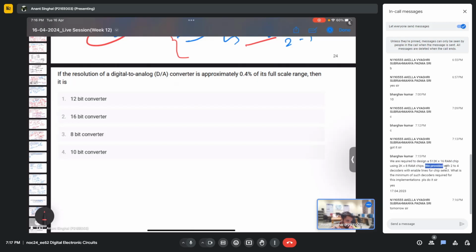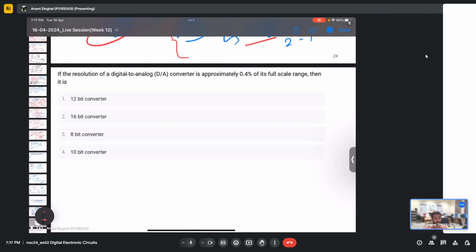Again, you have been provided with 2 cross 4 decoders with enable lines. What is the minimum number of such decoders? Then you need to apply the concept for decoders directly. This is easy, so I cannot tell you the answer directly, but just be clear with your concepts. We have done a similar question today only.